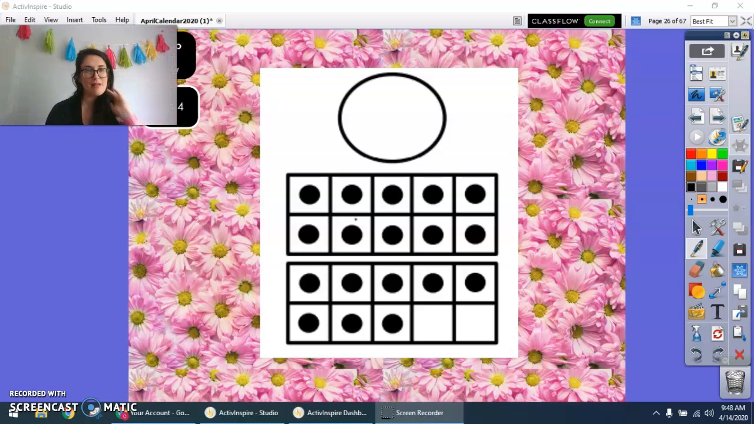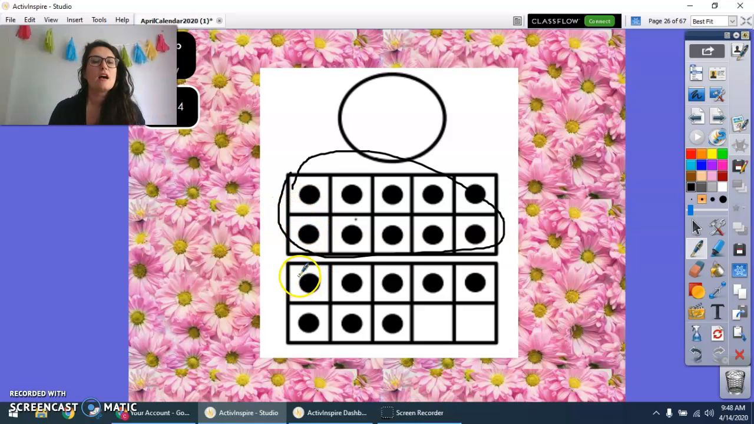All right, I am back. Okay, so let's see. I know that this here is how many? 10. So I'm going to start with 10. 10, 11, 12, 13, 14, 15, 16, 17, 18. So I have 18 on my tens frames.